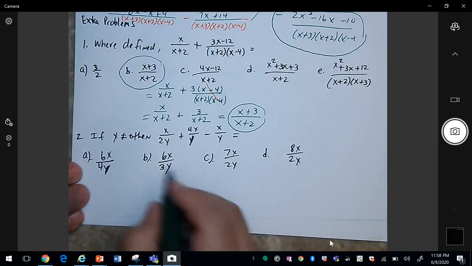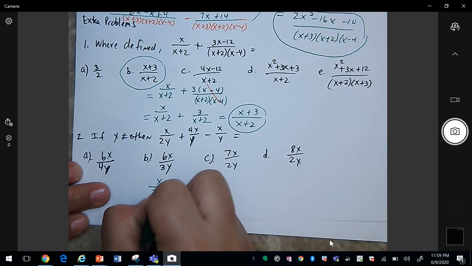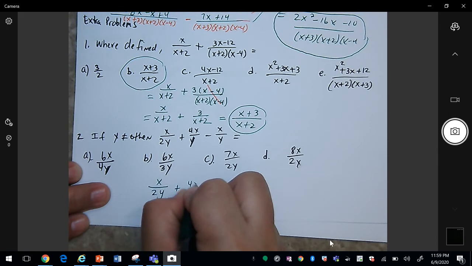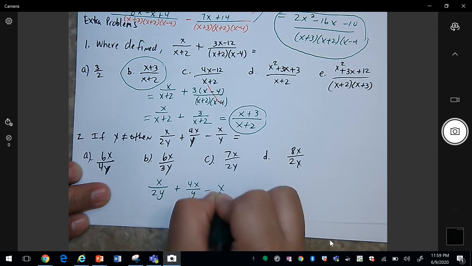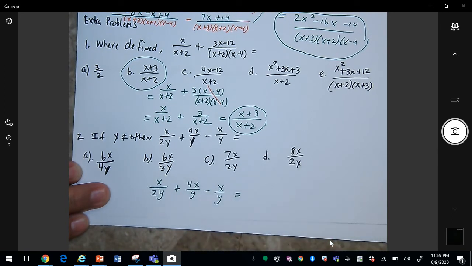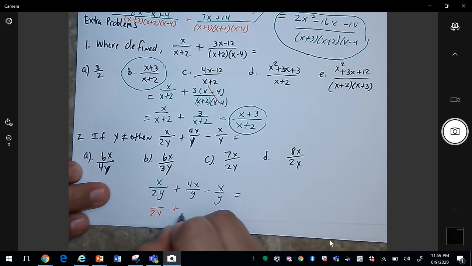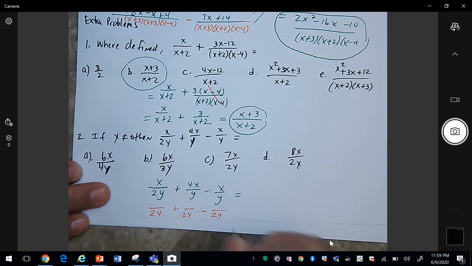Letter C, we have x divided by 2y plus 4x divided by y minus x divided by y equals something. So we need a common denominator. And I'm going to go ahead and use the 2y. So here, notice that we already have a 2y. So we just write down our x.